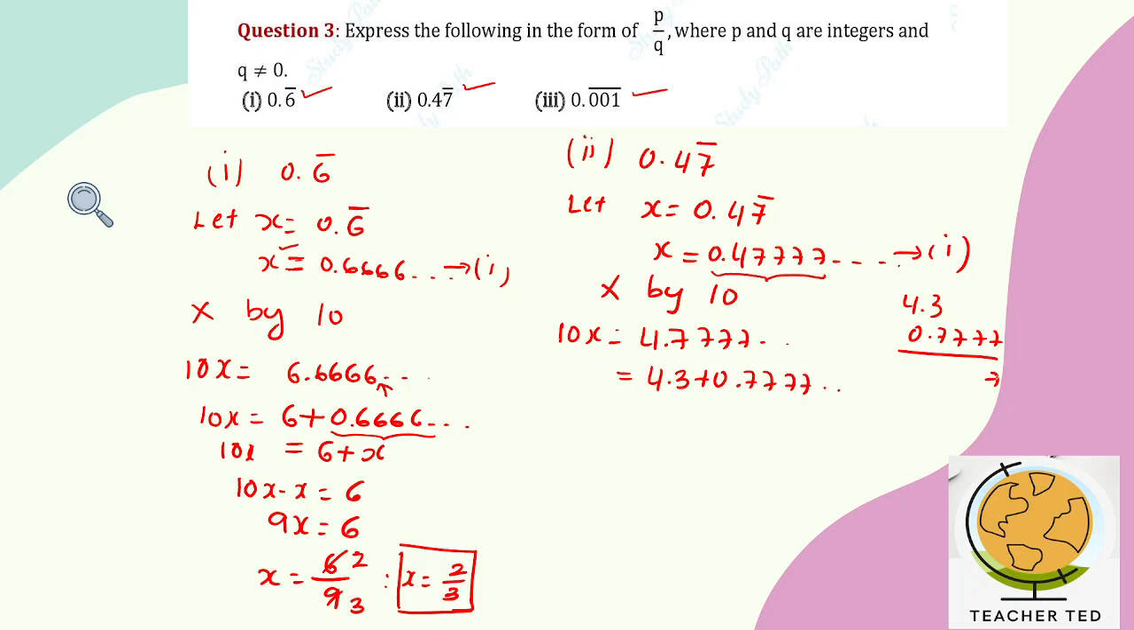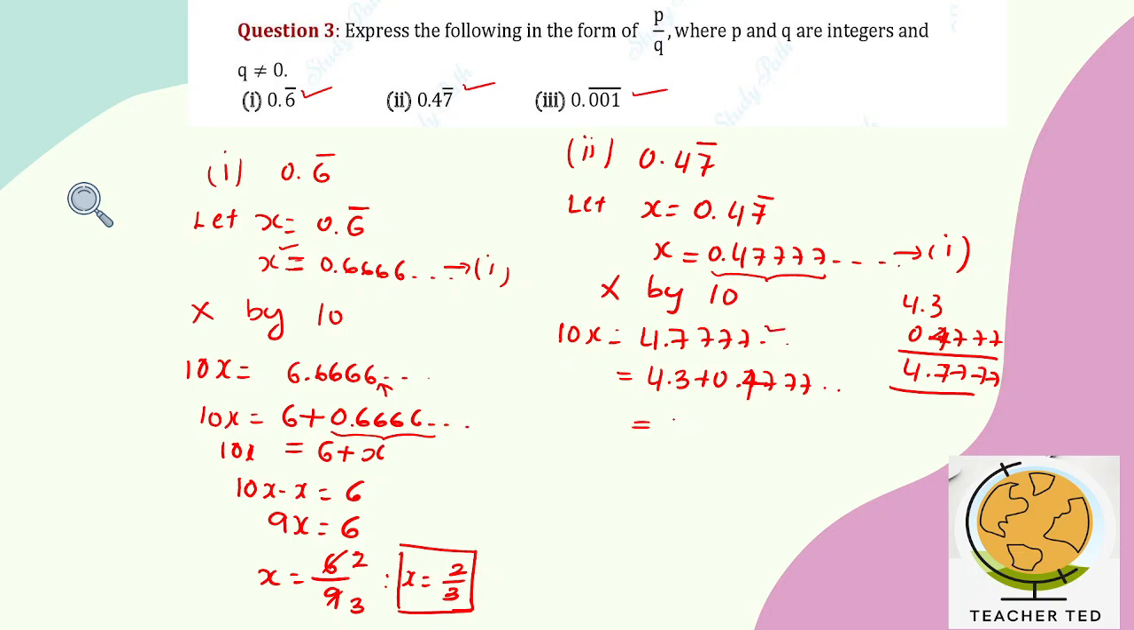Now you can just add here 4.3 plus 0.777. Just a minute. Sorry, it is not 0.07. This is 0.4777. So you'll get like this: 4 plus 3 is 7, and 4.777. So if you add these two, it will become 4.777.